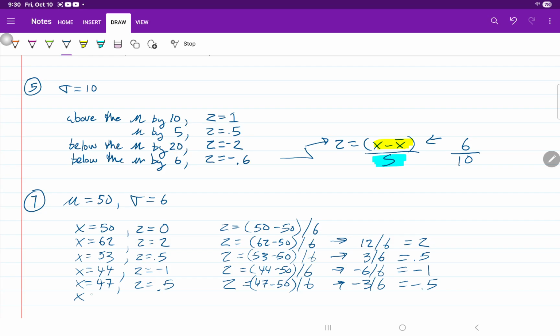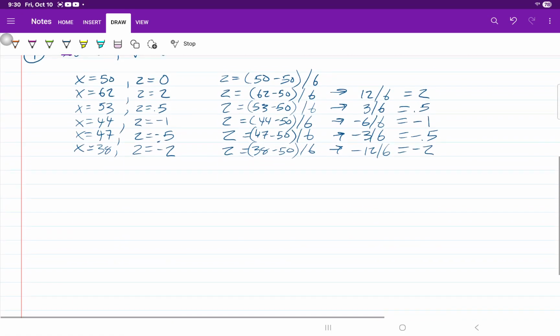And then finally, x equals 38. So z equals what? Z equals 38 minus 50. Again, a negative. And you can see that the difference there is negative 12. 38 minus 50 is negative 12, divided by 6 equals negative 2. So z equals negative 2. And I should have put a negative sign over there. Okay, so that takes care of question 7.